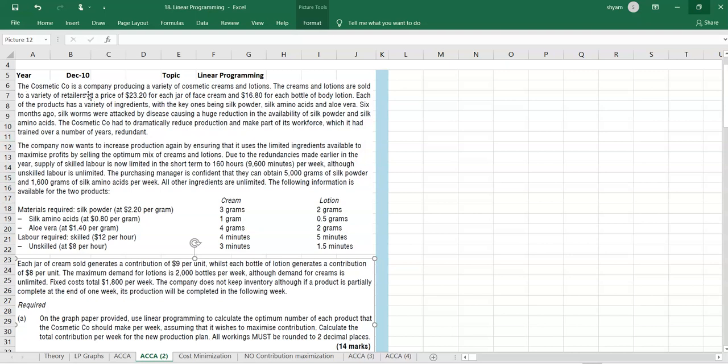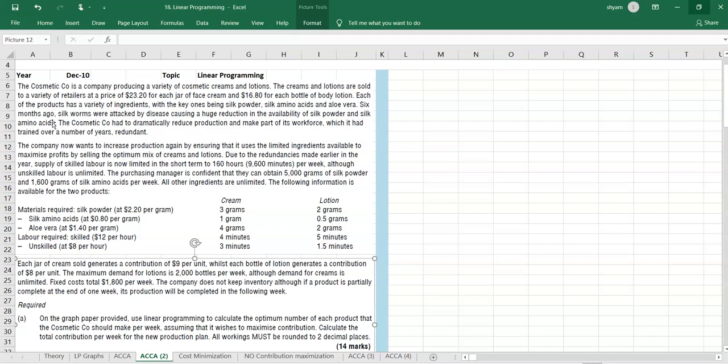The Cosmetic Co. is a company producing a variety of cosmetic creams and lotions. The creams and lotions are sold to a variety of retailers at a price of 23.2 for each jar of face cream and 16.8 for each bottle of body lotion. Each of the products has a variety of ingredients, with the key ones being silk powder, silk amino acids, and aloe vera.